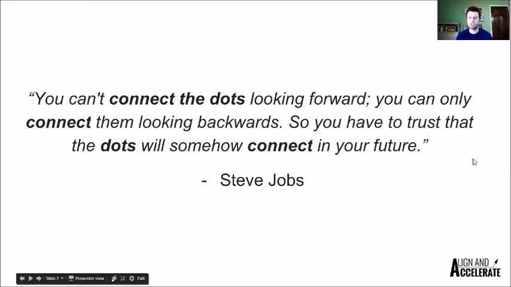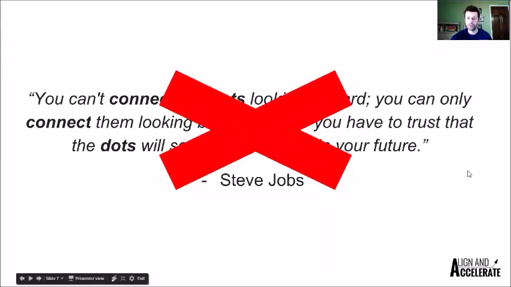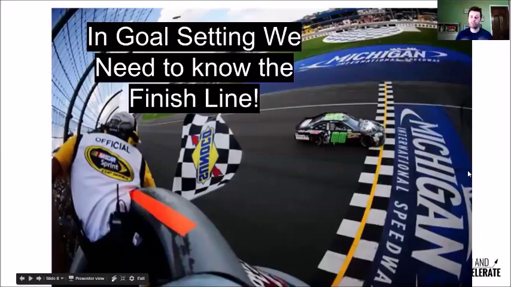Steve Jobs said you cannot connect the dots looking forward, you can only connect them looking backwards, so you have to trust the dots will somehow connect in your future. And I'm calling bullshit on this. When it comes to goal setting, we need to know the finish line. We need to know exactly where we're going. We have a specific target, and we're constantly working towards reaching that target. What we need to do is bring that future goal back to the present and really understand what we need to work on today to ensure that we can cross that finish line one day.